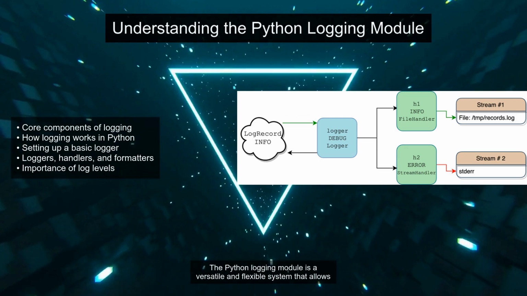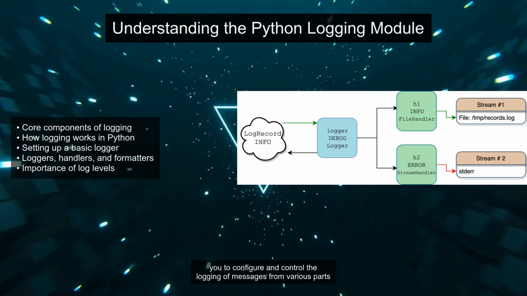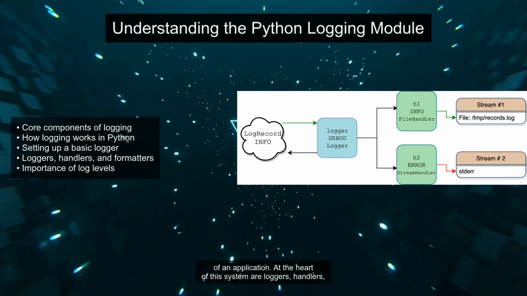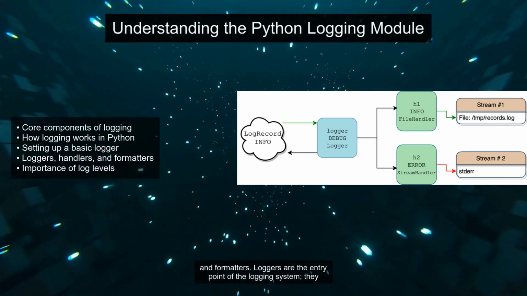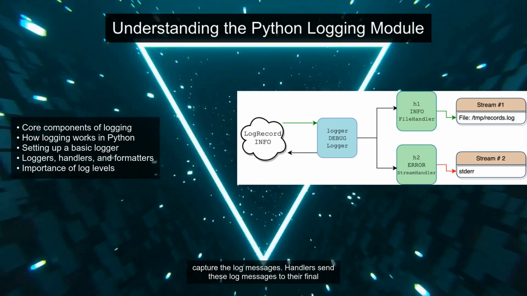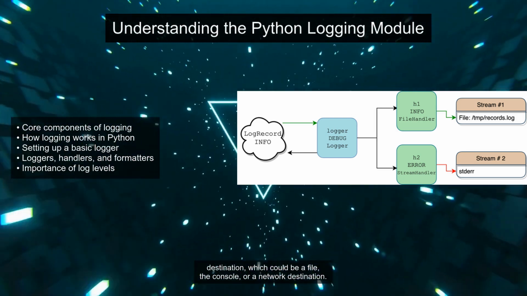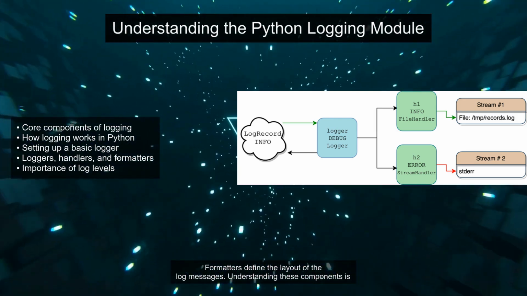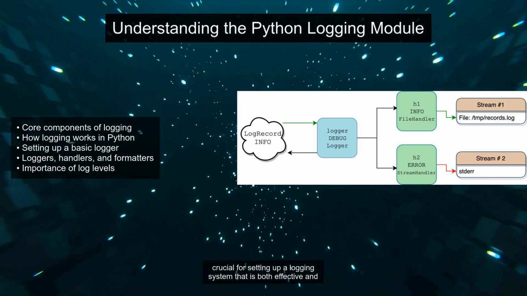The Python logging module is a versatile and flexible system that allows you to configure and control the logging of messages from various parts of an application. At the heart of this system are loggers, handlers, and formatters. Loggers are the entry point of the logging system. They capture the log messages. Handlers send these log messages to their final destination, which could be a file, the console, or a network destination. Formatters define the layout of the log messages. Understanding these components is crucial for setting up a logging system that is both effective and efficient.